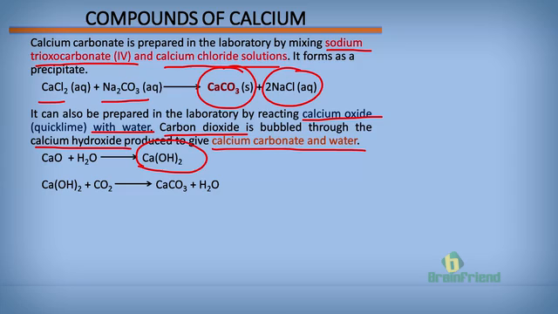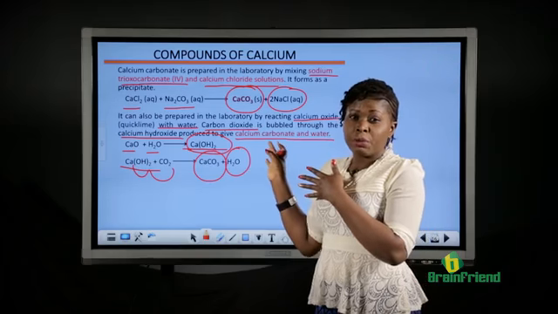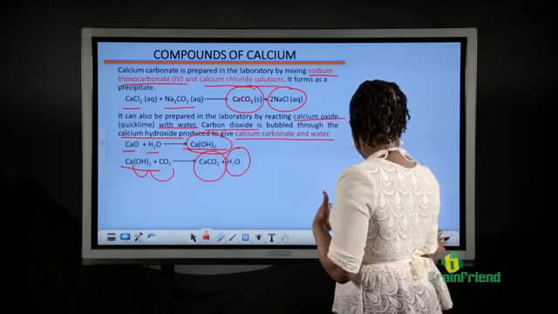So this is the first reaction, calcium oxide and water, giving us calcium hydroxide. When carbon dioxide is bubbled through this calcium hydroxide, this is the equation. We are going to be having calcium carbonate formed and water. So these two ways, we can prepare calcium carbonate in the laboratory.